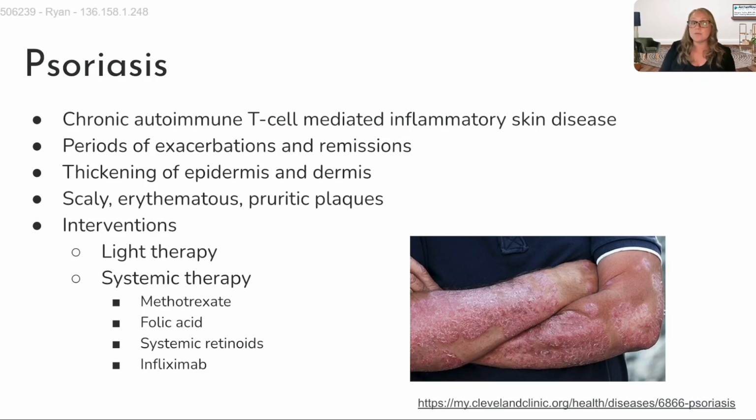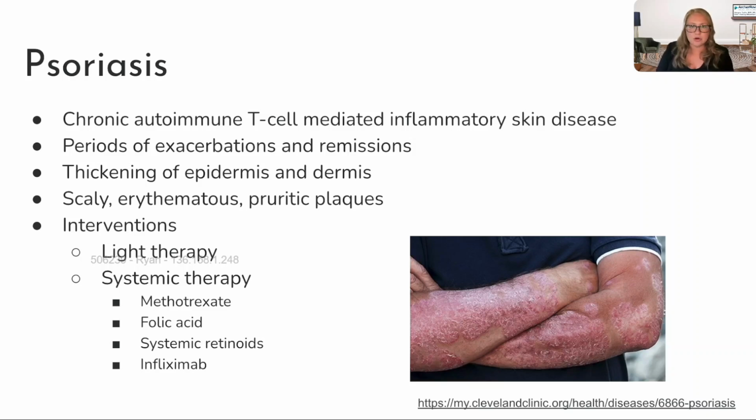In your integumentary lecture, you'll learn about the autoimmune disorder psoriasis. This is an autoimmune T-cell mediated inflammatory disease. So those T cells, those killer T cells of the immune system, they start attacking the epidermis and the dermis. That causes thickening. They get these scaly, erythematous, pruritic plaques. So pruritus is itching, itchy plaques like you see in this photo down here. Again, we don't have very good treatment options. As you've seen with most of these autoimmune disorders, it's hard to fix the root cause of the issue when the cause is your own immune system.